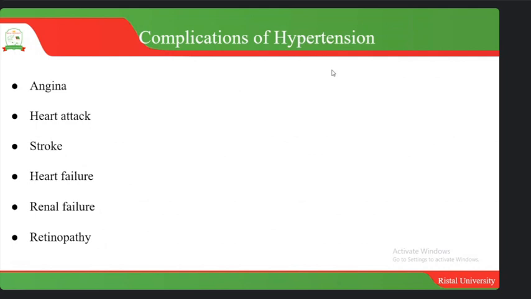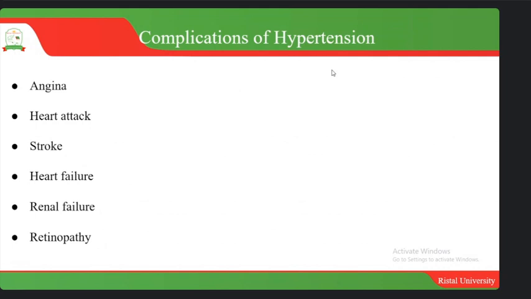Then a stroke can also be one of the complications, where our patients end up having paralysis on one side of the body. It can be both the upper limb and the lower limb, or it can be only the upper limb or the lower limb, and it always happens on the side opposite the affected part of the brain.